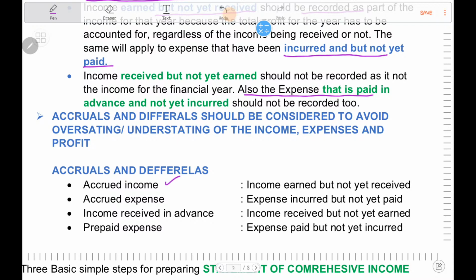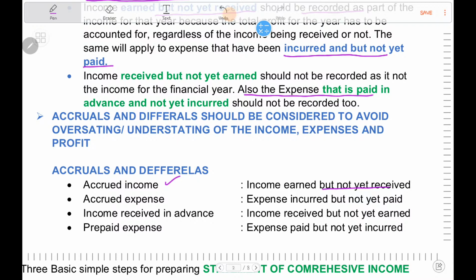Like I said earlier, accrued income simply means that this is an income that has been earned but not yet received. So the fact that that particular income has been earned, even though it was never received, means that it falls within the financial year. It doesn't matter when we will receive it; the fact that it has been earned means it forms part of the comprehensive income for the year.